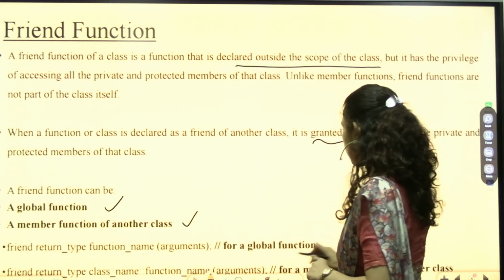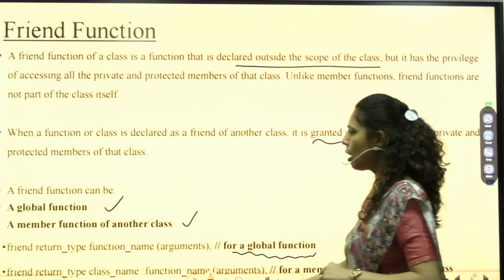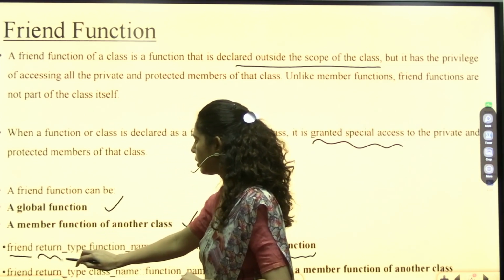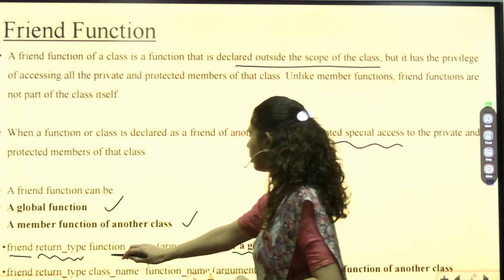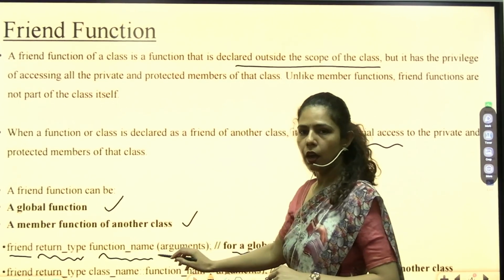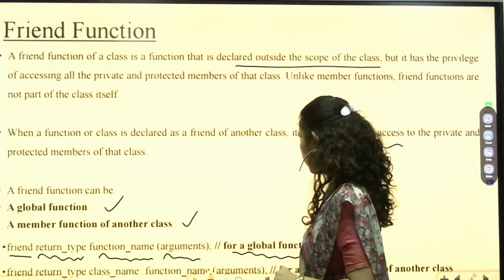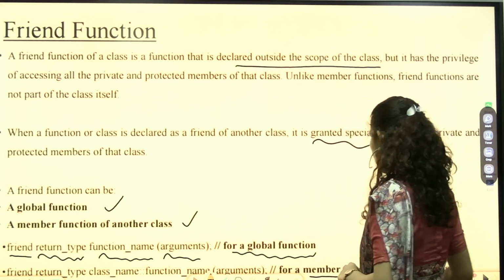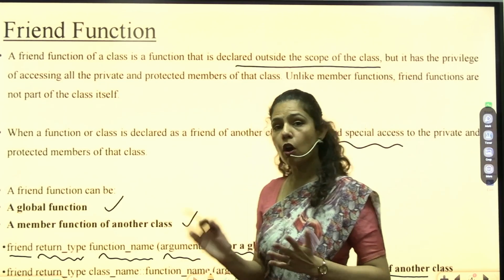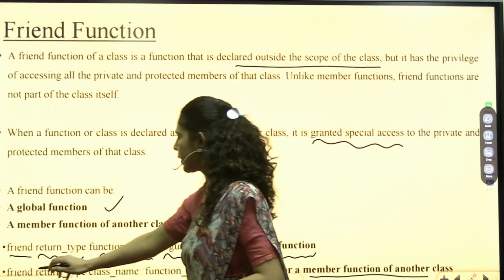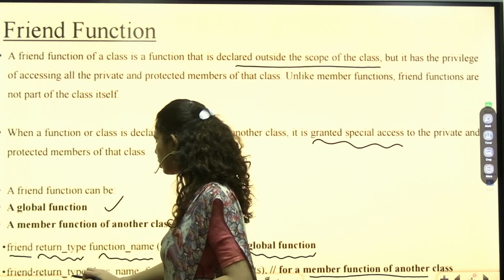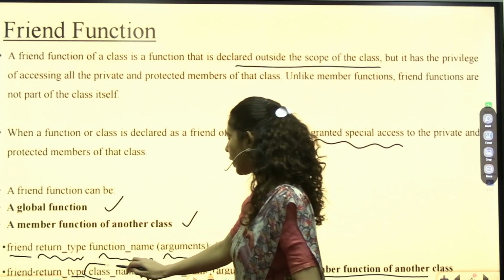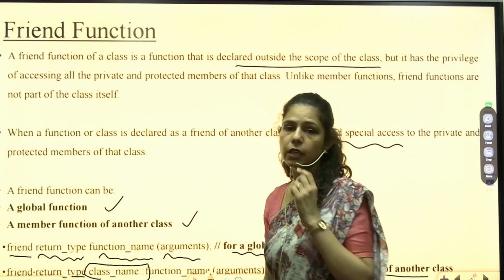In the first option, that is for a global function, what syntax do we have? We have to write the keyword friend, then the return type followed by the function name and the arguments. So this will be the syntax for a global function. If we talk about a member function which belongs to some other class, then what will be the syntax here? Again, we will write friend, then the return type. This is the additional thing that you write: the class name, the function and the scope resolution operator.